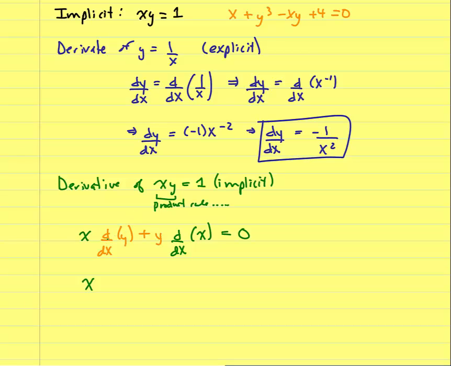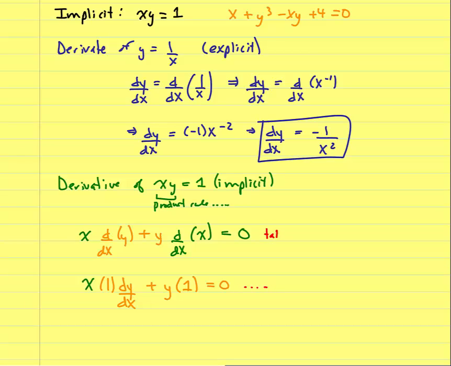Now if you notice, the derivative of y is 1. And then I need to keep that dy dx because I'm taking the derivative of a variable other than x. So if this is the chain rule, the derivative of the outside is 1, the derivative of the inside is dy dx. Okay, plus y. And then the derivative of x with respect to x is 1. Now my whole goal here is to solve for dy dx.